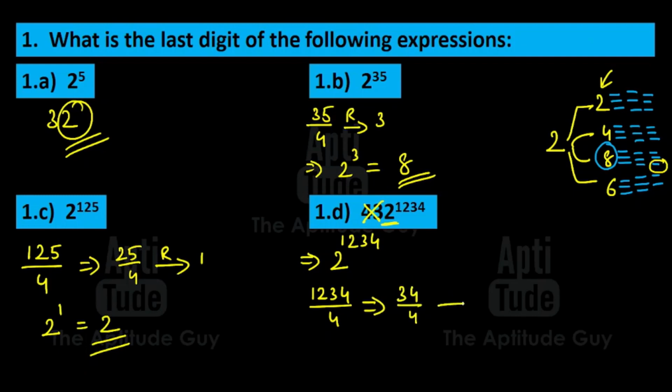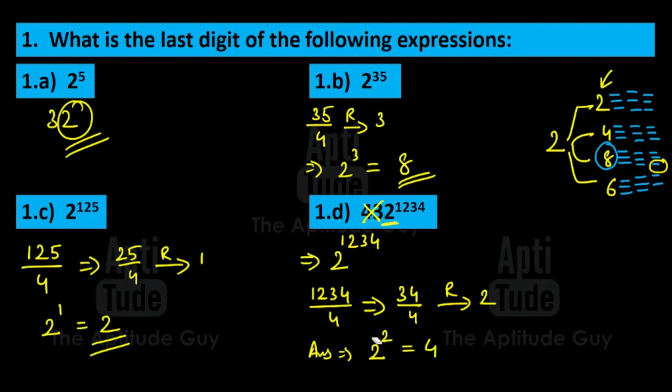And 34 by 4, what is the remainder? We know 32 is divisible by 4. How many remaining? 2 remaining. The remainder is 2. That's it. 1, 2, 3, 4 got reduced to a mere number of 2. So the final answer is 2 to the power 2, which is equal to 4.